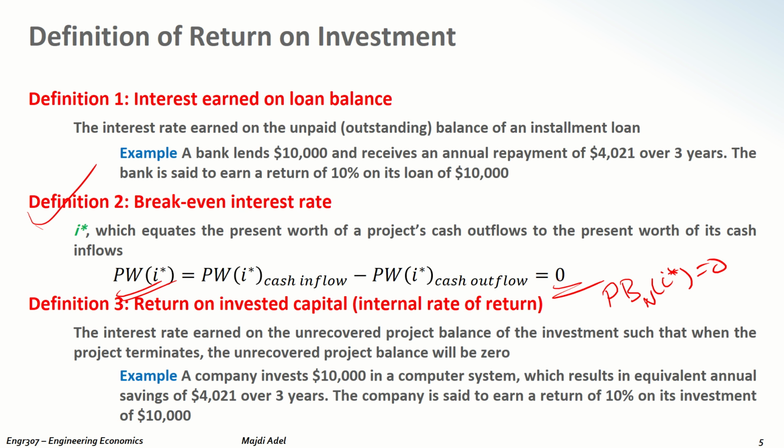And if you can remember from chapter 5 present worth analysis, that the project balance at the terminal year equals the future worth for that project. And if the future worth project balance equals 0, this means future worth equals 0, and also present worth is also equal 0. So definition 3 is somehow the same as definition 2.